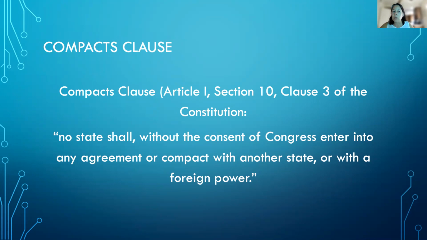So the compacts clause clarifies that no state shall, without the consent of Congress, enter into any agreement or compact with another state or with a foreign power. However, I want to clarify that ultimately, even though it says no state shall, without the consent of Congress, enter into any agreement, "any" does not mean all in this instance. The courts established that that's not what it means. It only means in certain instances, and we'll talk about what those instances are.